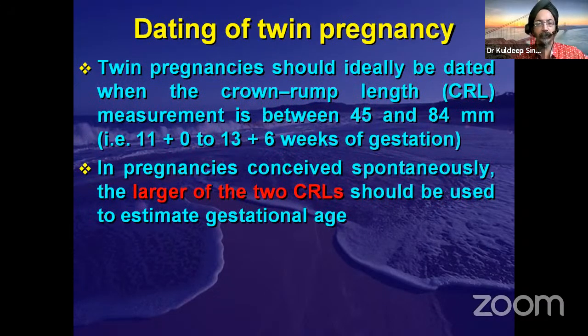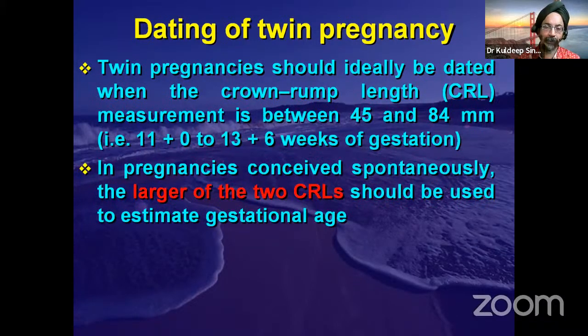In terms of dating, it should ideally be dated when the crown rump length is between 8 to 9 weeks, that's also fine. If you have done an IVF procedure, you're sure of when the embryo transfer was done, at what level you have done that. So you can automatically add whether you need to add plus 14 or plus 18.